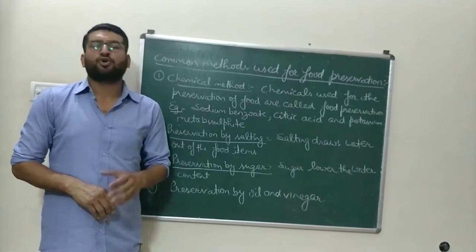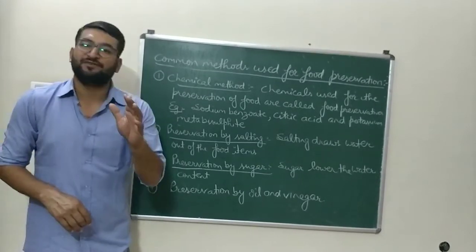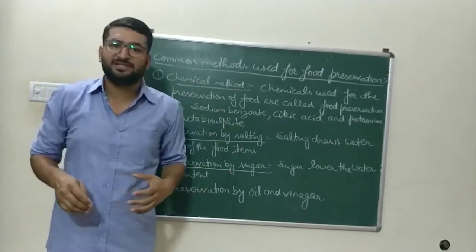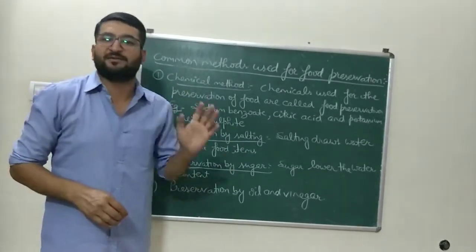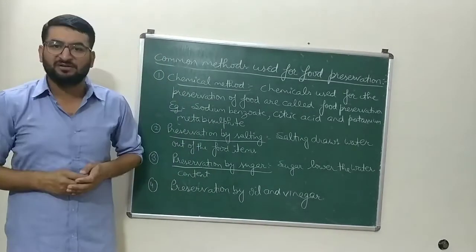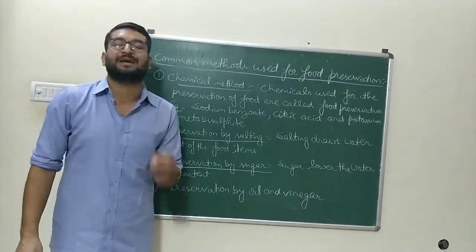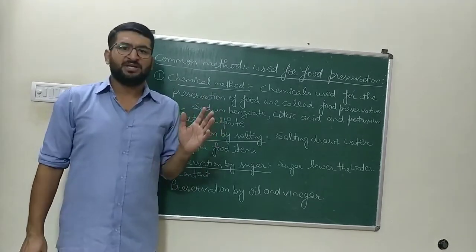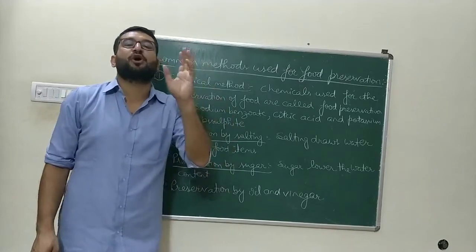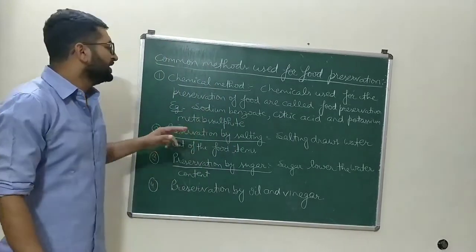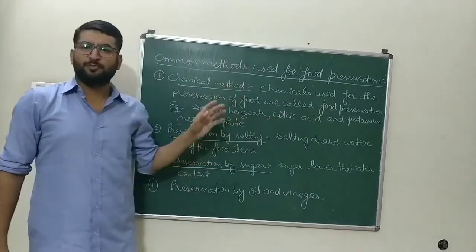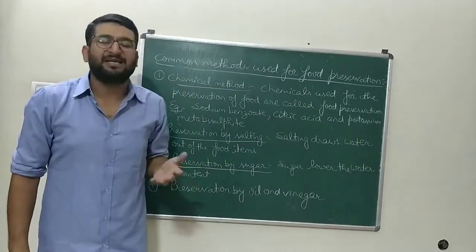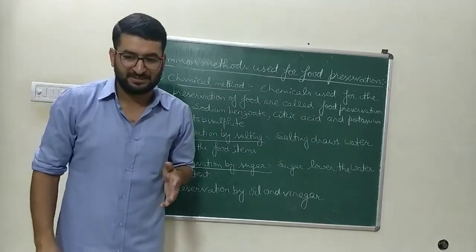Now we will discuss common methods of food preservation. We use various methods to preserve the food from its spoilage. The first method is the chemical method. We use certain chemicals which preserve the food, and those chemicals are known as food preservatives. The chemicals which prevent the spoilage of food are known as food preservatives. The common food preservatives are sodium benzoate, citric acid, and potassium bisulfite.